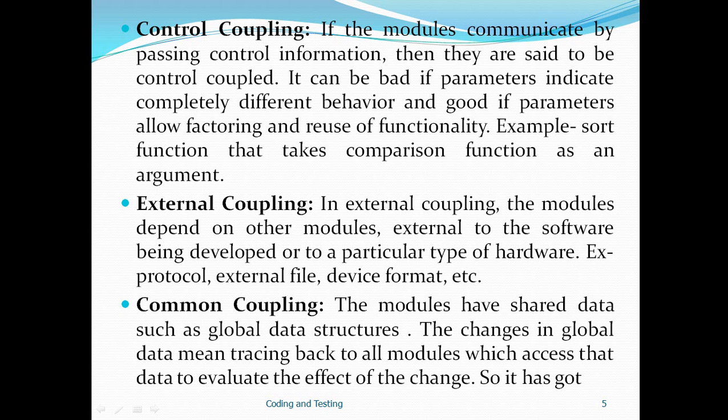Control coupling is a process to control the modules, or control among the modules. If the modules communicate by passing control information, then they are said to be control coupled. It can be bad if the parameter indicates completely different behavior, and good if parameters allow factoring and reuse of the functionality. Example: a sort function that takes a comparison function as an argument.